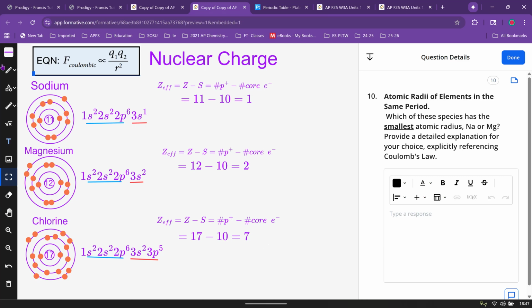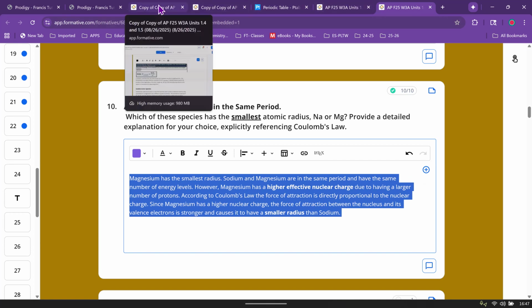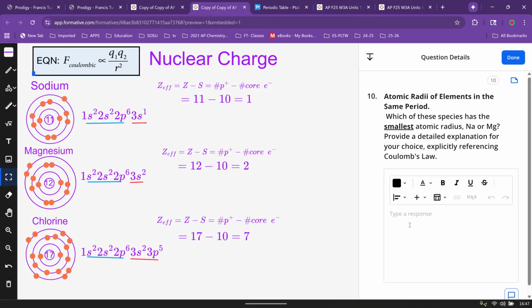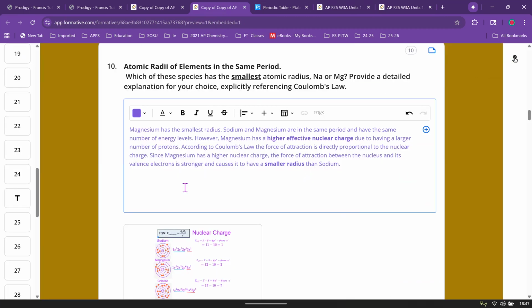Therefore, the attraction between these valence electrons and its nucleus is greater, and it pulls those electrons in a little bit closer to the nucleus, making it smaller. All right, so that's the idea. Now, what does that look like as far as a written explanation? Let's take a look, see if we can put this into words and make sense of it, and see how that matches our picture.